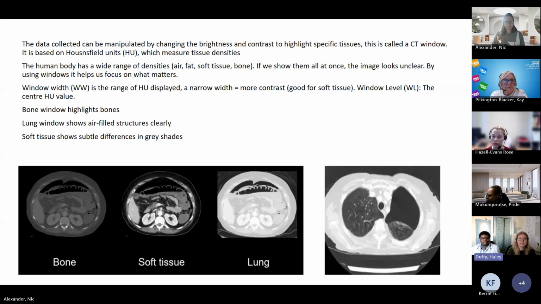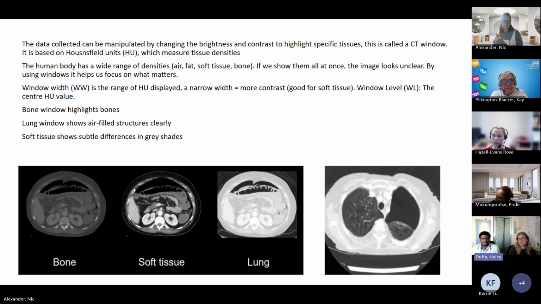Okay, so the data collected can be manipulated by changing the brightness and contrast to highlight specific tissues. This is called a CT window. It's based on something called a Hounsfield unit, which measures the tissue density. So the human body has a wide range of densities. If we show them all at once, the image will look unclear, and then by using different windows, it helps us focus on what matters. So we have the window width and the window level, which we can then manipulate different ways.